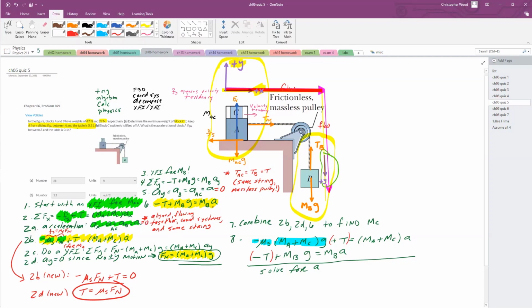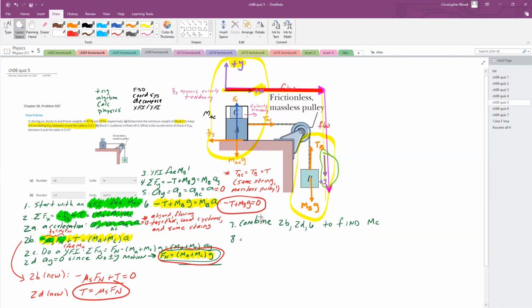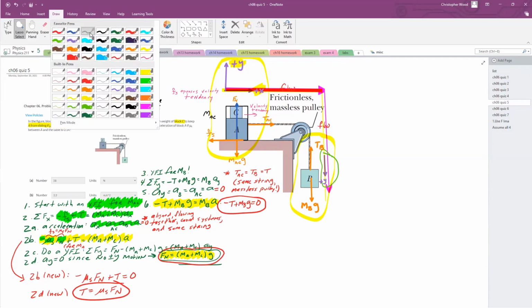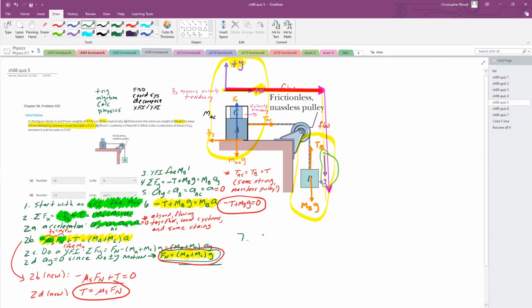So number 6, this is what number 6 becomes. I have negative T plus MBG equals 0. So I'll draw a circle around that. This is still good right here. All right, so let me do a little bit of damage control by erasing this. Okay, so I have step 7. Here's my new step 7.